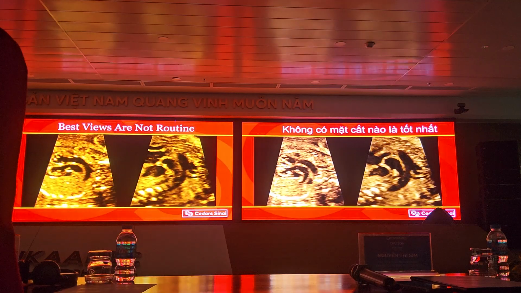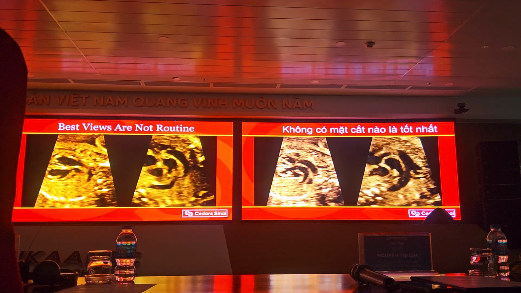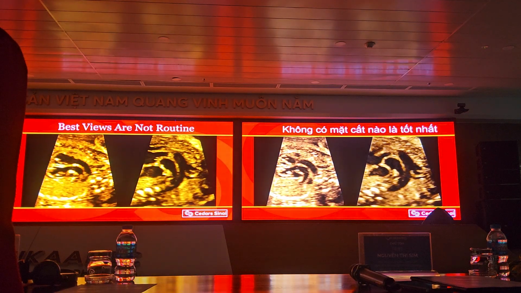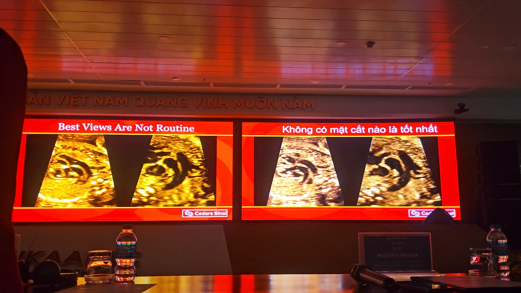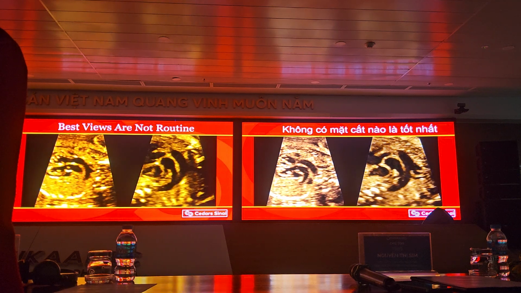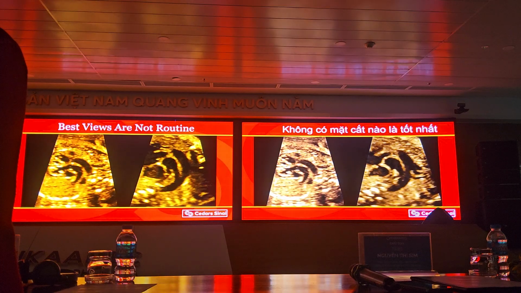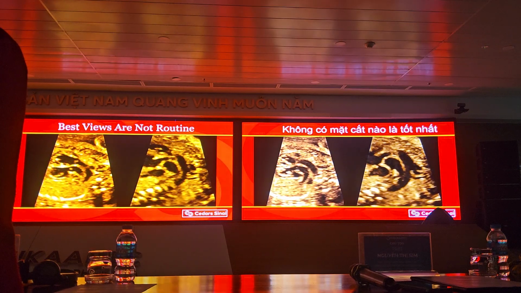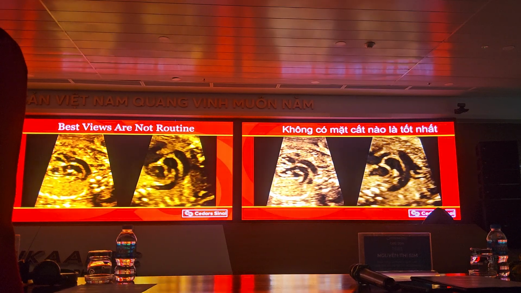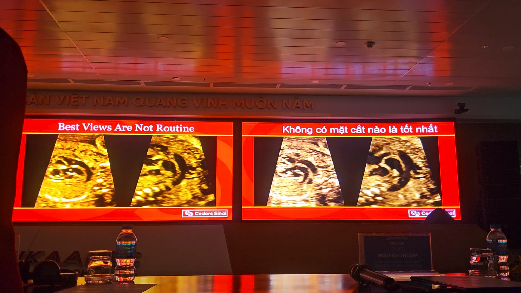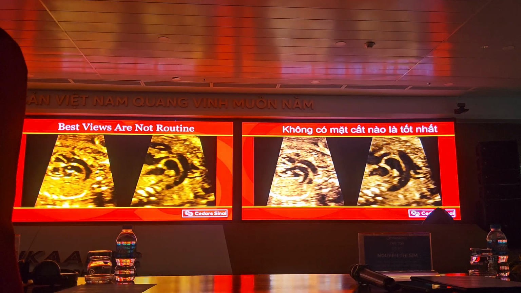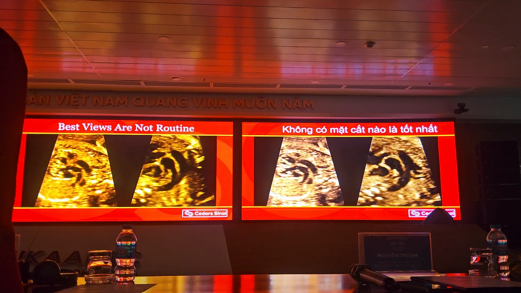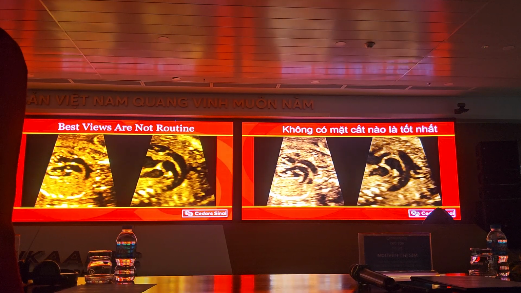So the best views to detect transposition are not routine. That's the problem. That's why it's so difficult to pick up. If they were routine for screening, then we wouldn't be missing them, but they're not routine. So this you can see on the left, it's transposition, RV giving off the aorta, LV giving off PA, and over here, RV up top giving off the aorta, and the pulmonary artery down here. But the problem is that it's not routine.